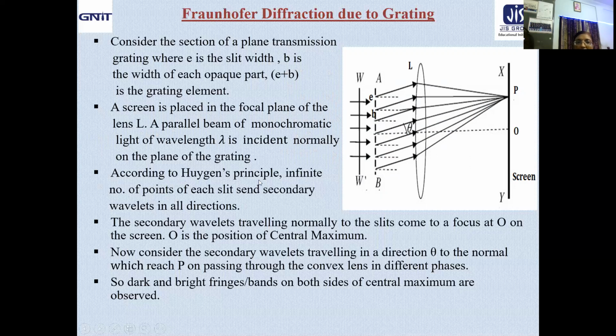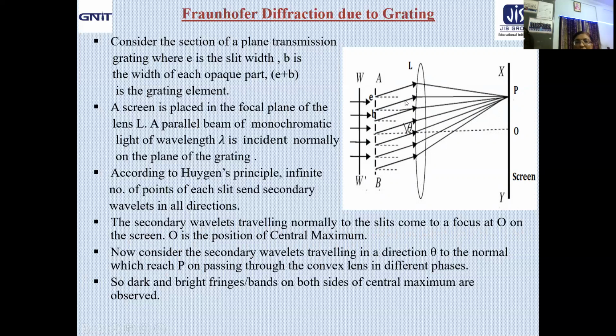Now, according to Huygens principle, an infinite number of points of each slit send secondary spherical wavelets in all directions. So, as soon as these waves occupy the plane of the slits, each and every point, infinite number of points in each slit, will be considered as a source of secondary spherical wavelets, which are radiated out to the right hand side in all possible directions. Now the secondary wavelets which are traveling normally to the slit come to a focus at O on the screen. So O is the position of the central maximum.